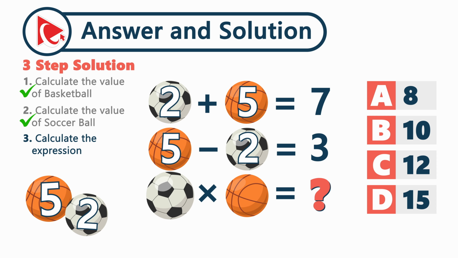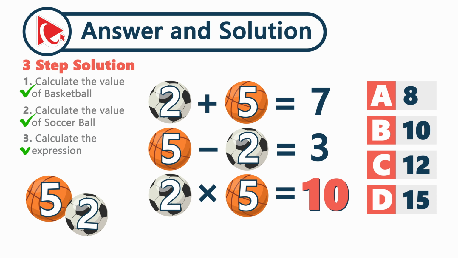Remember the one? Soccer ball multiplied by basketball equals question mark. Cool thing about what we know now is that we know the values of both soccer ball and basketball. Let's substitute them. 2 multiplied by 5 equals 10. So the correct answer here is choice B, 10.